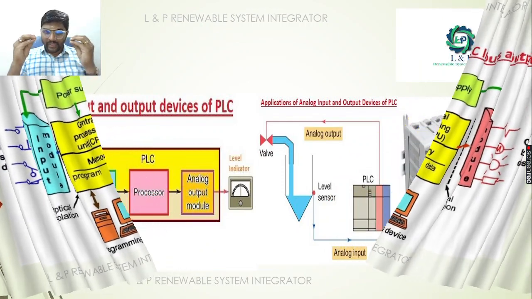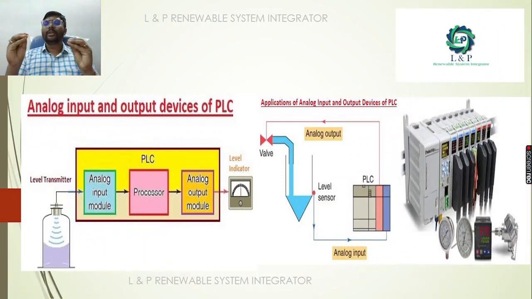So now when we get in depth into the analog input and output devices, a level transmitter is an example of an analog input. Temperature sensors and pressure sensors will also come into the category of analog signals. In the same way, if you represent the level transmitter signal in a level indicator, it is an analog output. And one more example we can say is the valve.